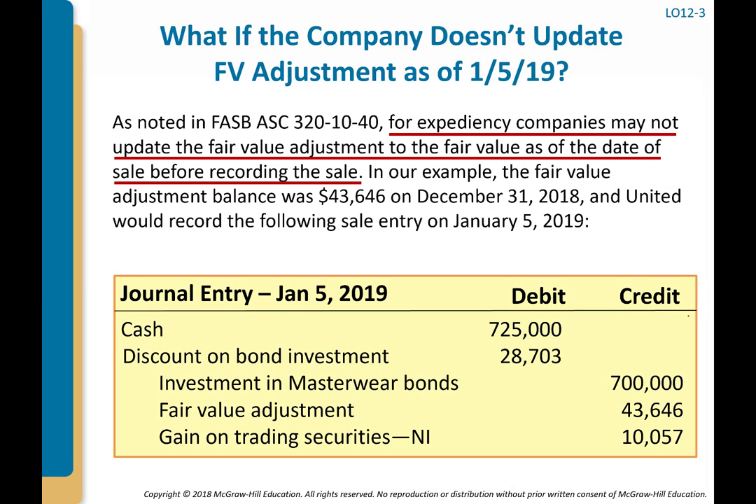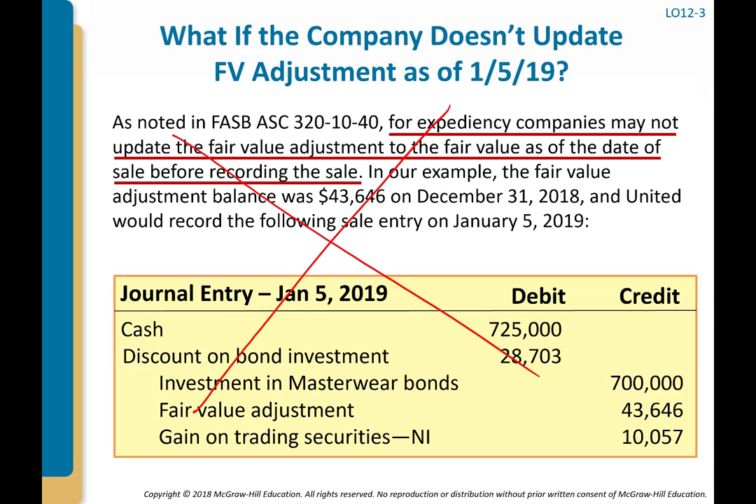I thought I got rid of this. I don't want this slide. All they're saying is, what if the company hadn't done anything until it actually sold the bond? It hadn't caught up the fair value adjustment before it sold the bond. Then we would have to take the $10,000 gain. But don't worry about this slide. All this does is bring in another path to the same outcome. We're just going to stick with what we just said. So don't worry about that. It's not going to help you much.